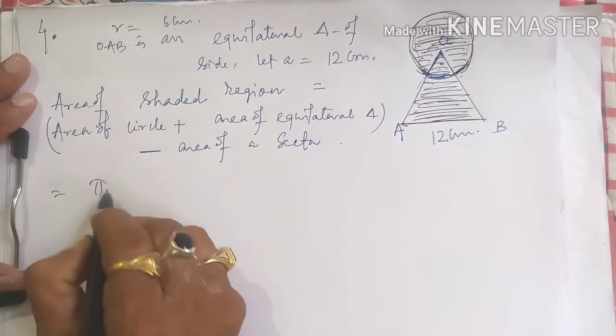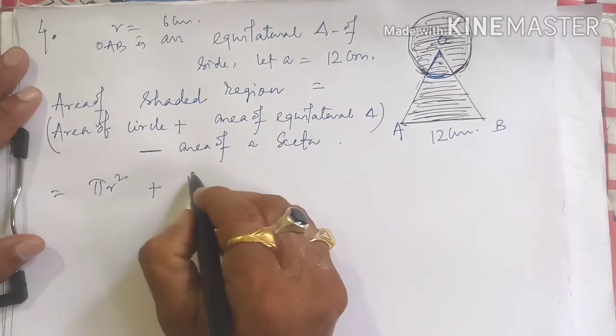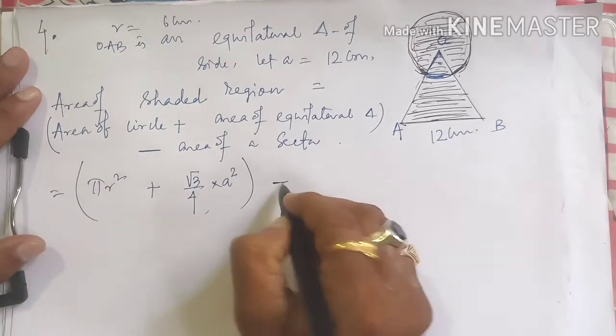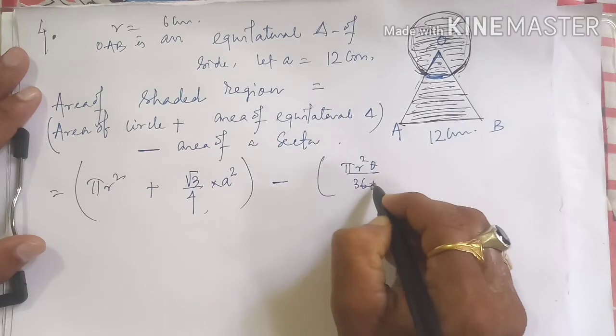Area of a circle is pi r square. Area of equilateral triangle, I am just writing the formula, is root 3 by 4 into side square, minus area of a sector, pi r square theta by 360 degree.